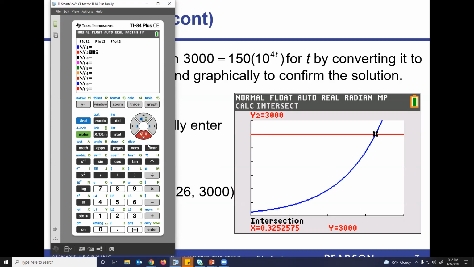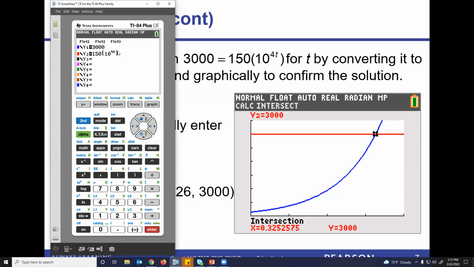Ooh, I got a lot of stuff in there, so let me clear that out. Previously, we're going to put in that 3,000. And then in the y sub 2, I would just say 150 times 10 to the power of 4. And again, we don't put t in the calculator, so we're just going to change it to an x. Okay. And I can do it this way.